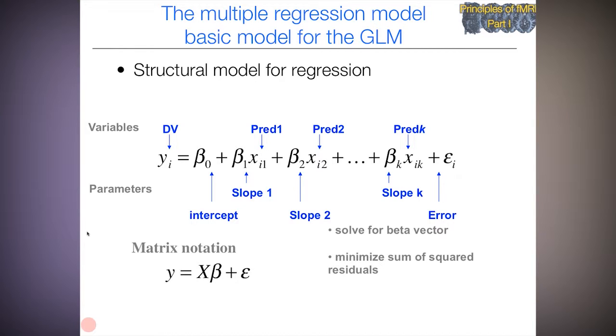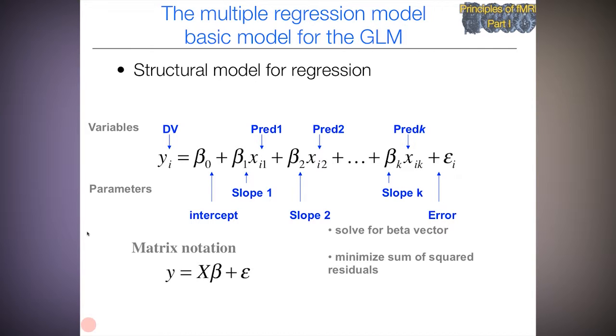So this breaks down the model into the part that I can explain with the model, some combination of beta values or slopes times the predictors, plus error, the residuals or everything left over. The job, when I estimate the GLM, is to solve for that beta vector, the series of beta naught, beta 1, beta 2, beta 3. I do that typically by minimizing the sum of squared residuals, although there are other options as well.